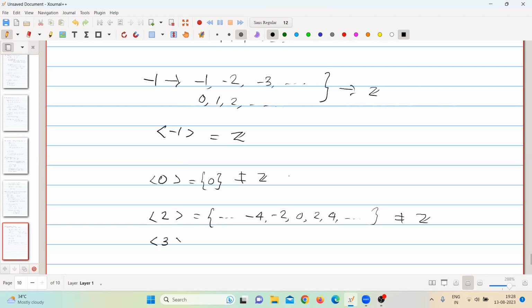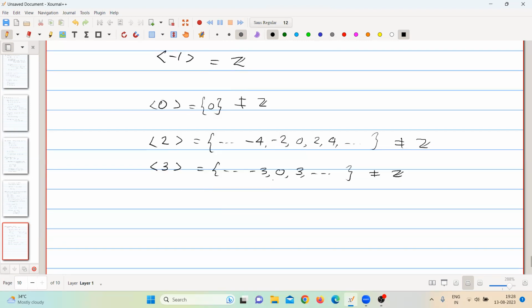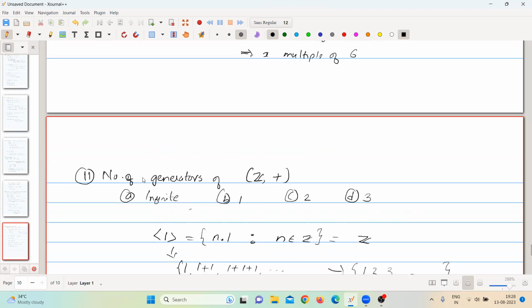If I take 3, what do I get? Only the multiples of 3. Other than multiples of 3, we have elements 1, 2, and so on in Z, so these elements are not included in the generator 3. So this is also not equal to Z. So any integer other than 1 and minus 1 does not generate Z. So the generators of Z are 1 and minus 1. The question is to find the number of generators of Z, so the answer is 2.